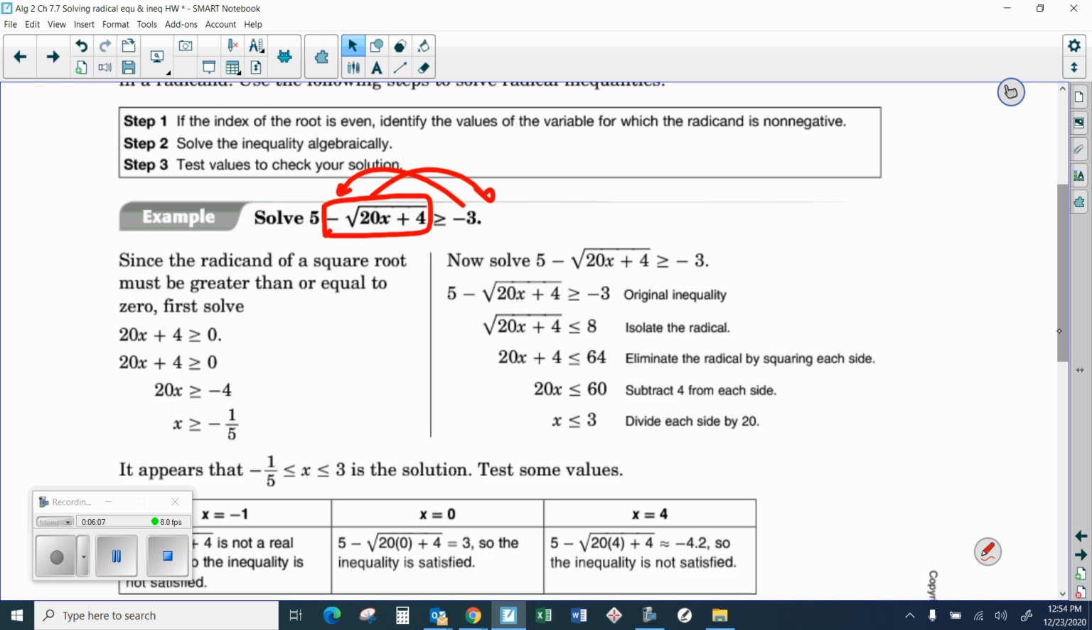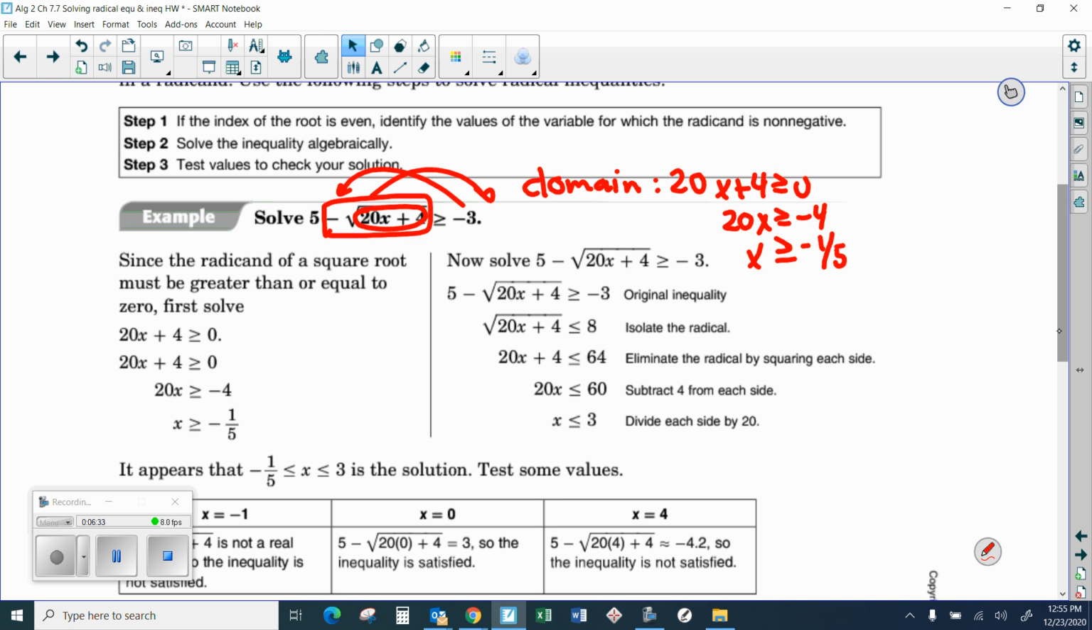We also know that the domain, remember we did this before when we did graphing square roots, the domain we set what's underneath the radical greater than or equal to 0. So I have 20x plus 4 is greater than or equal to 0. 20x greater than or equal to negative 4 and divide by 20 on both sides, and I get negative 1/5. So the domain is x has to be greater than or equal to negative 1/5 first off. I can't have any other answers. So this is domain.